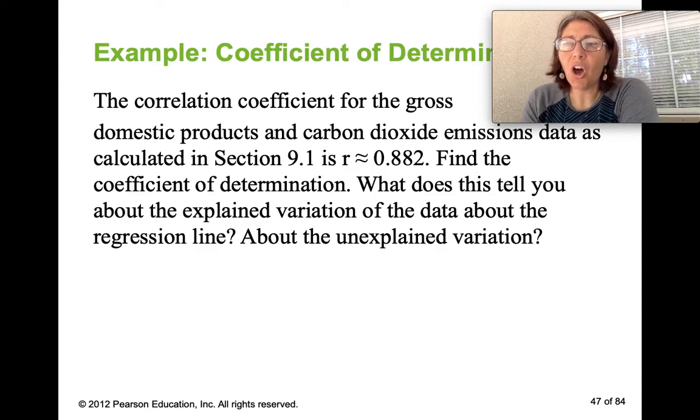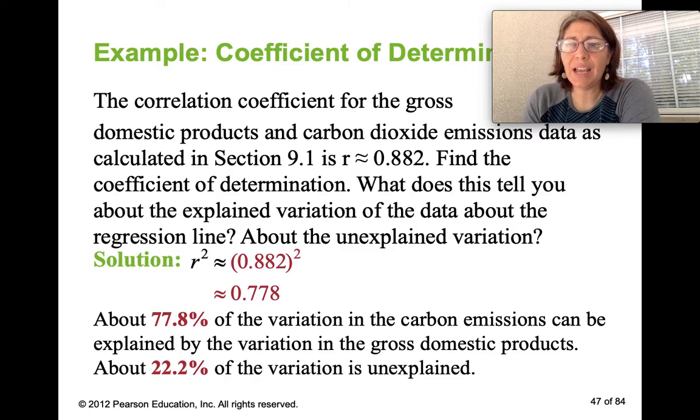So R is 0.882. The coefficient of determination is R squared. So we're just going to square 0.882, and we're going to get 0.778. So what does that mean? That means that 77.8% of the variation in the carbon emissions can be explained by the variation in the gross domestic product.